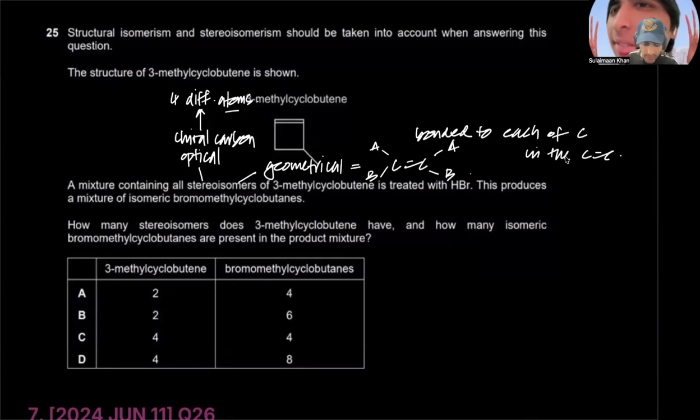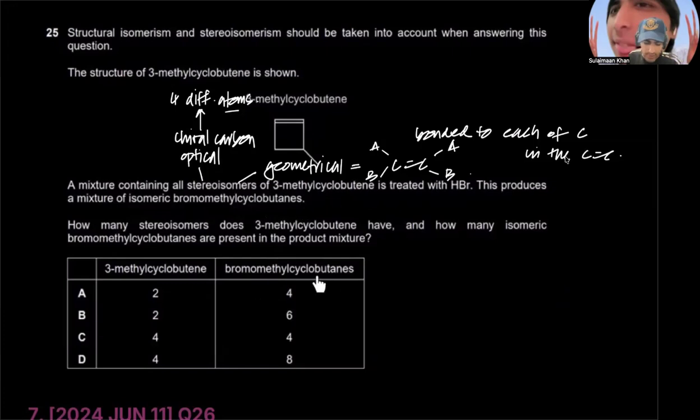Now, he's saying a mixture containing all stereoisomers of 3-methyl cyclobutene, which is this structure right here, is treated with HBr. Now, when this is treated with HBr, the hydrogen can go here and the Br can go here, or the Br can go here and the hydrogen can go here. We couldn't care less, right? Both possibilities need to be taken into account in this case. He's saying this produces a mixture of isomeric bromomethyl cyclobutanes.